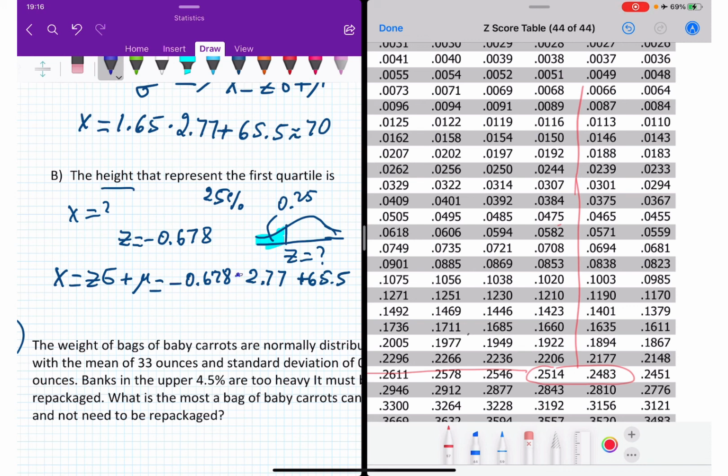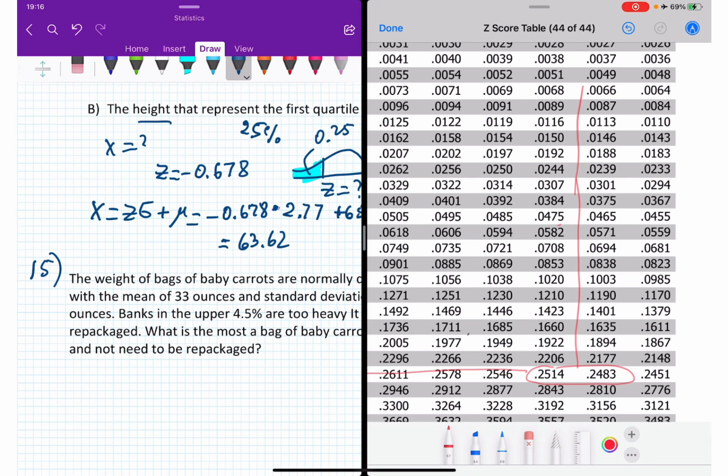Okay. So 0.678 times 2.77, that's going to be 1.88. Okay, 65.5 minus 1.88, and we are getting 63.62. So this is equal 63.62. Okay.